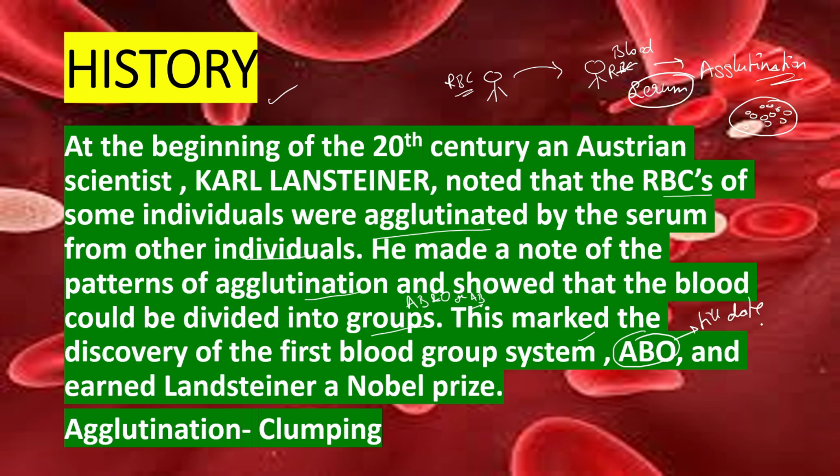So through Carl Landsteiner we know that there is a blood group system known as the ABO system, and for this discovery he also got a Nobel Prize. What does agglutination mean? That means clumping.